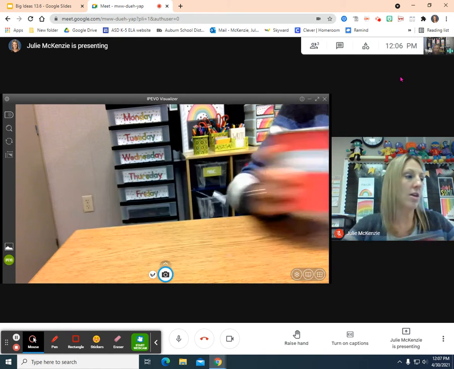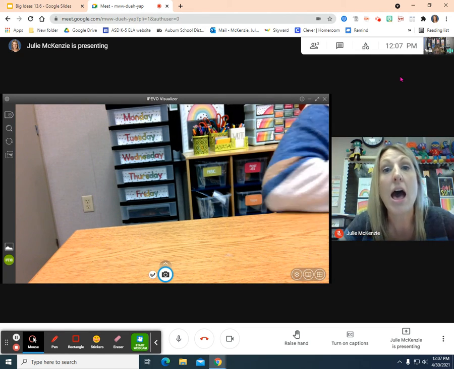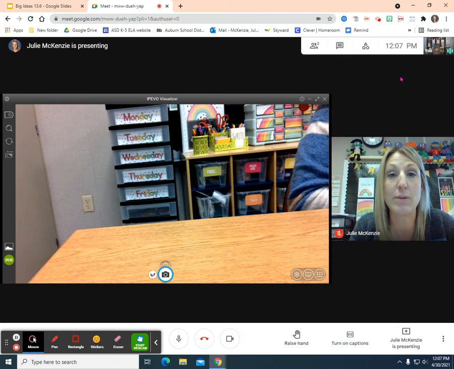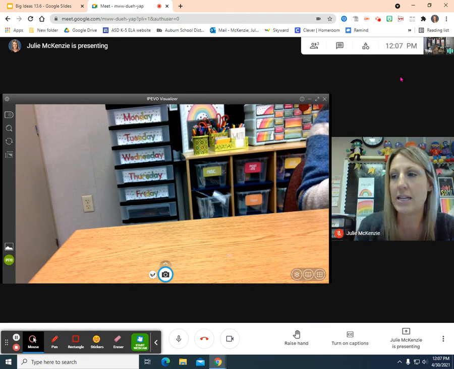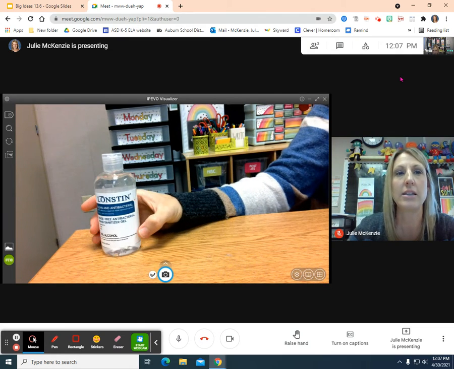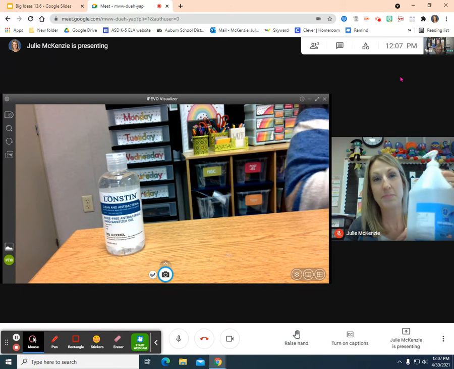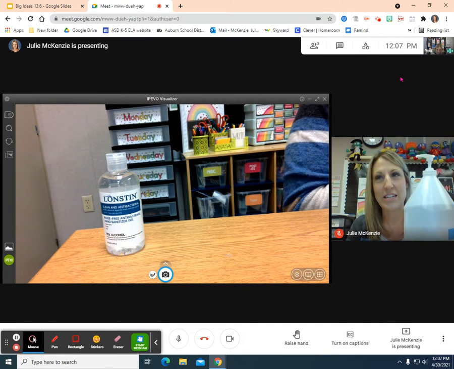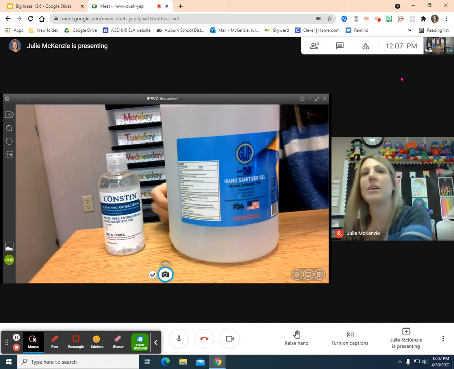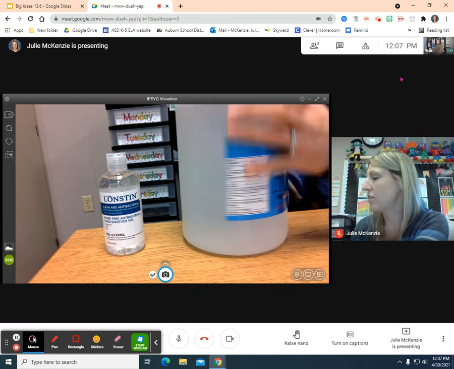Let's compare the capacity of my hand sanitizer bottles. I'm going to show you two hand sanitizer bottles, and I want you to tell me which one has a greater capacity. So here's one. This is a hand sanitizer bottle. I'll put it here for you to see. Here's another one. This is hand sanitizer also. It's a big, huge hand sanitizer container that I keep in my classroom. You can't even see this whole bottle because it's very, very large.